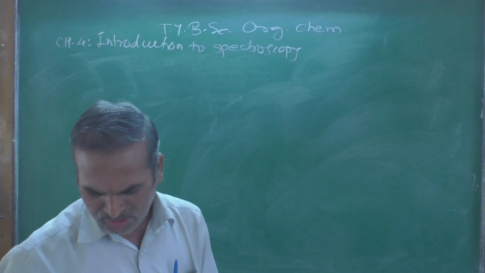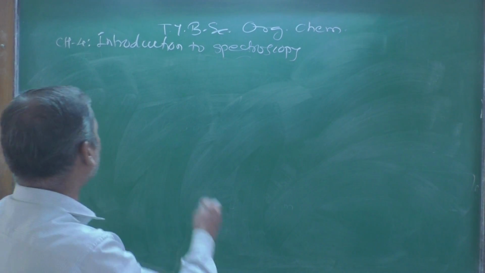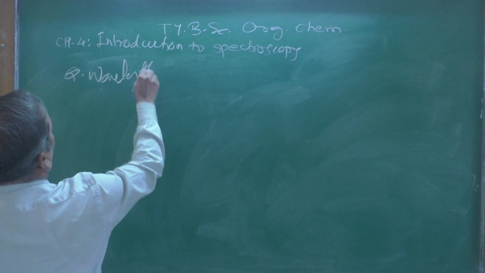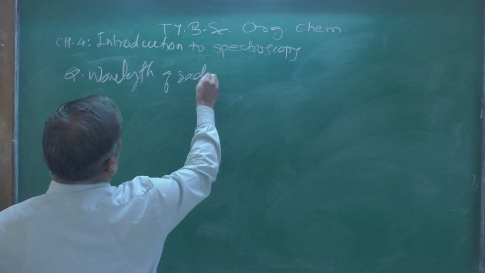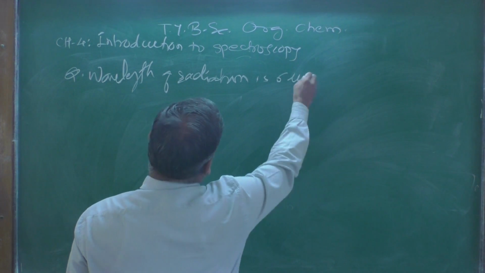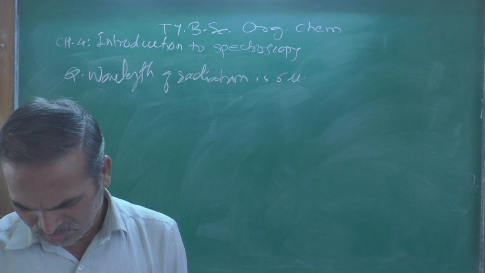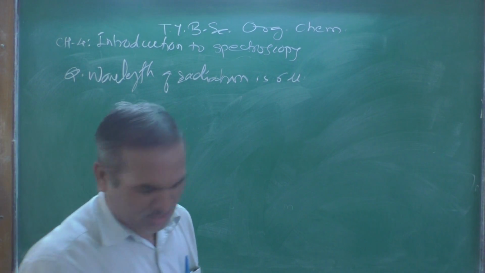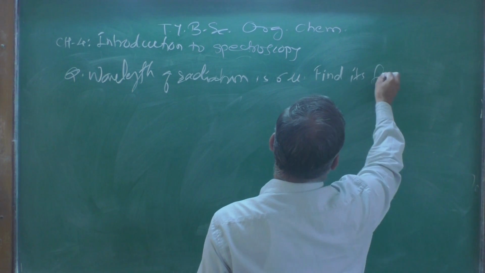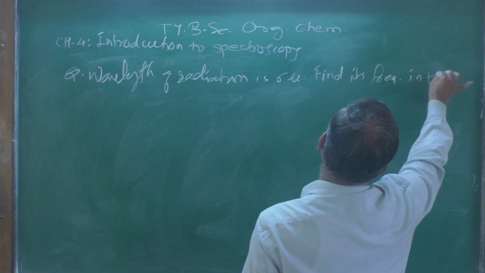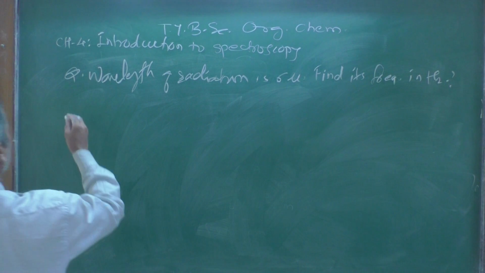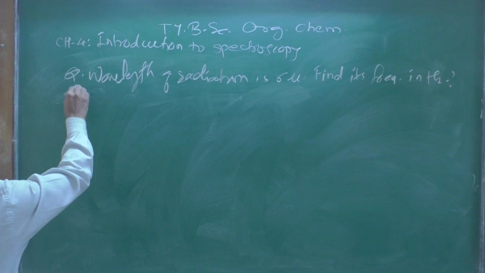Question: the wavelength of radiation is 6 mu. Find its frequency in hertz. That you have to find out. Now how do you answer this? How do you solve this? Let us see the solution.